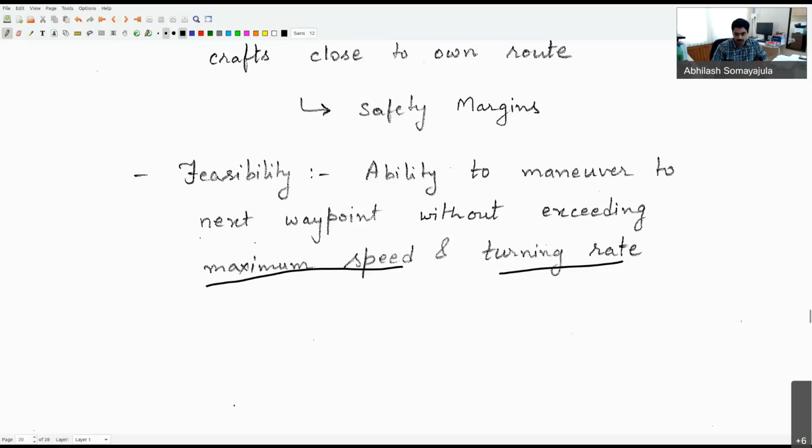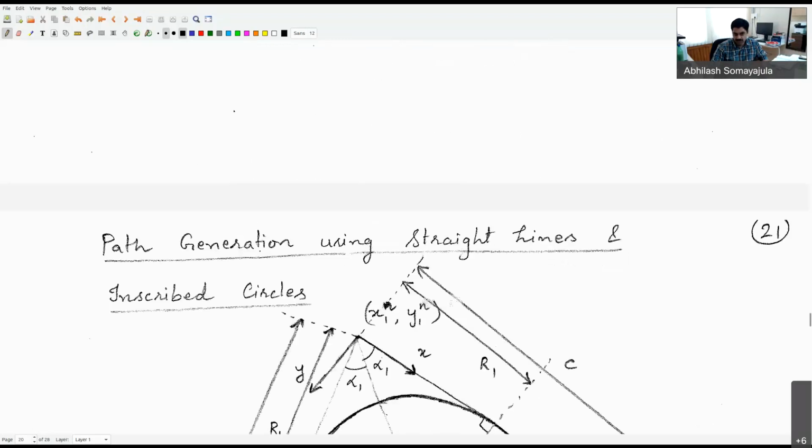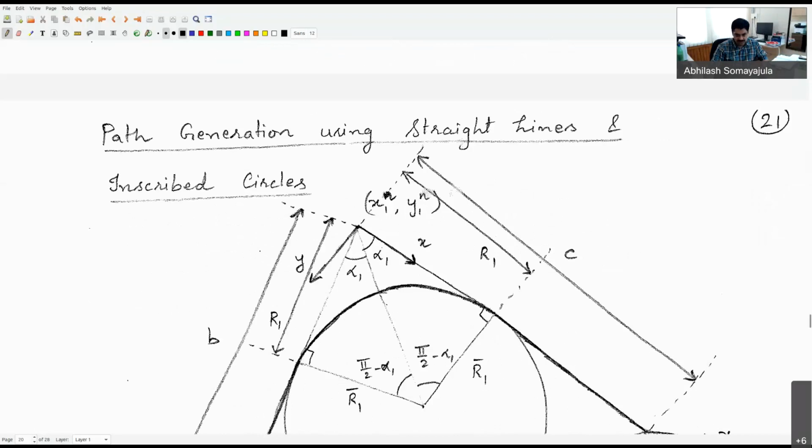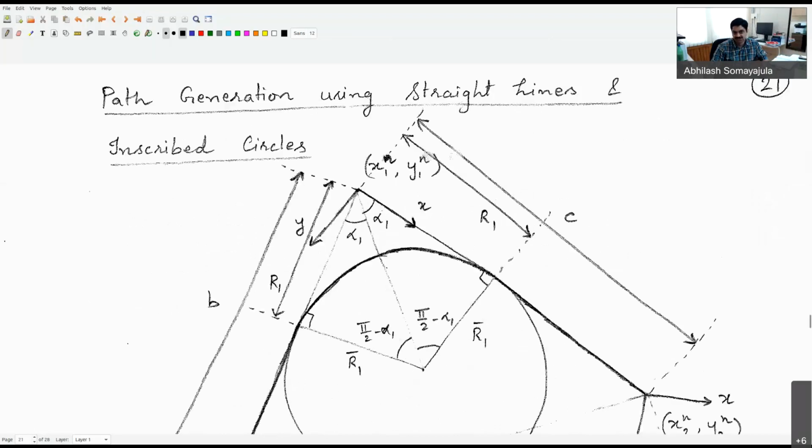Okay, now let's look at some other typical path generation using straight lines and inscribed circles. We'll discuss the advantages and the disadvantages of these. Some of them are popular, some of them are not as popular, and you'll see why. Okay. So one of the first ones we'll look at is path generation using straight lines and inscribed circles.